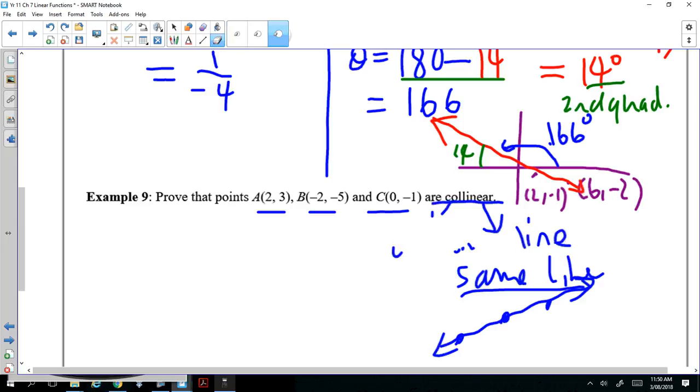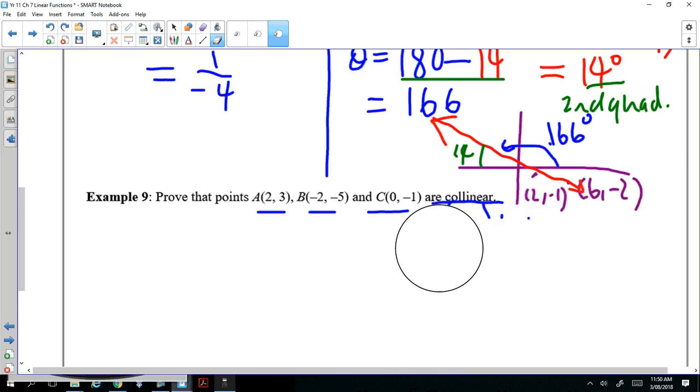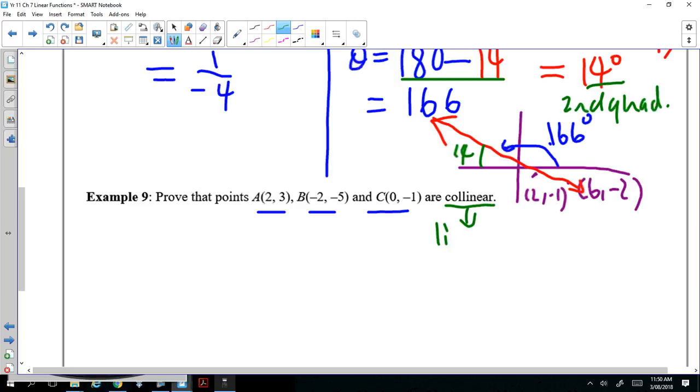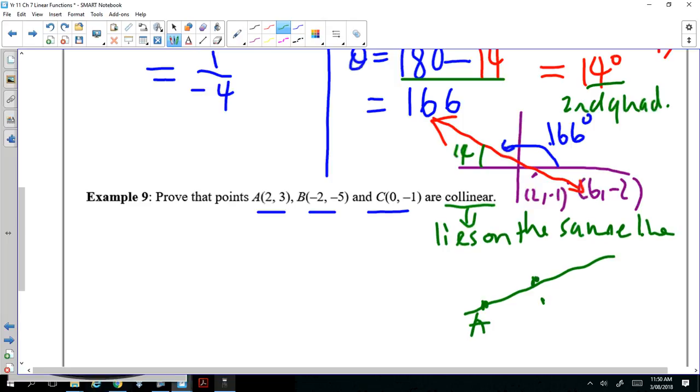And if I put these points A, B, and C, now how do I prove it's on the same line? You don't have to find the equation of the line, but instead, just find the gradient. The gradient must be the same, right? If it's on the same line, the gradient must be the same. So we find the gradient of AB first. Find the gradient of AB, you go -5 minus 3 over -2 minus 2.